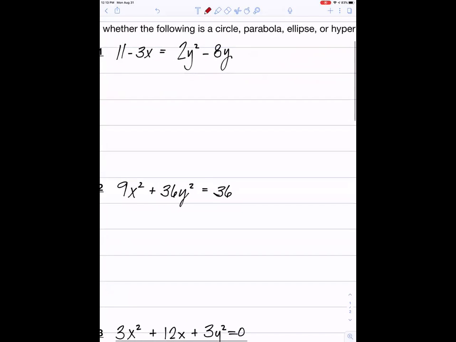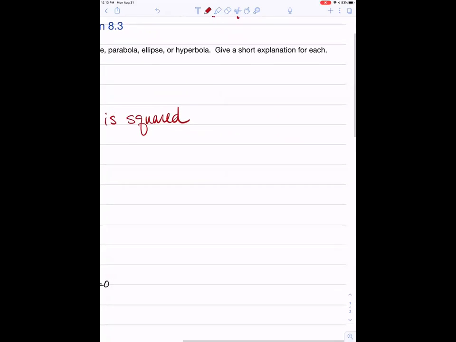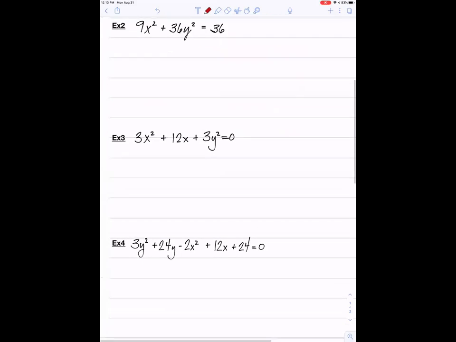So then when I look at number 1, I don't even have to complete the square. I don't have to clean it up. I don't have to get a standard equation. I can just say, hey, Ms. Roberts, this is a parabola. Why? Because only y is squared. And again, when I put you back to the directions, it says just give a short explanation. You don't have to go through a whole bunch of mathematical work to give me this explanation. Okay, this is good enough. Okay, so 3 to go.